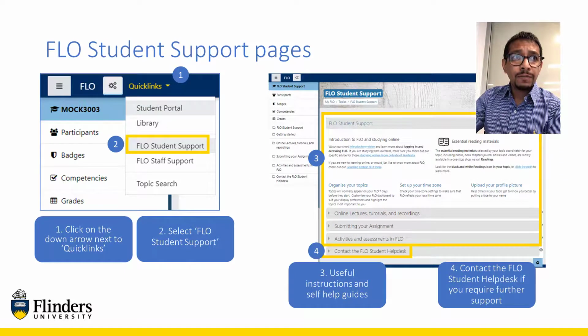Wherever you are in FLO, there is a link to help and support. As you can see in the example on the screen, on the banner at the top, on the left-hand side, you can see Help and Support. Use the drop-down arrow to select FLO Student Support. These are the dedicated FLO Student Help pages that help with all aspects of FLO, including how to submit an assignment and accessing your readings. On the bottom of the FLO Student Support pages, you will find contact details of the FLO Helpdesk if you need to ask any questions.